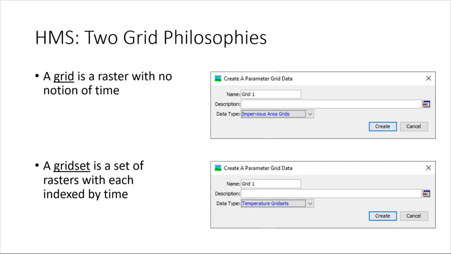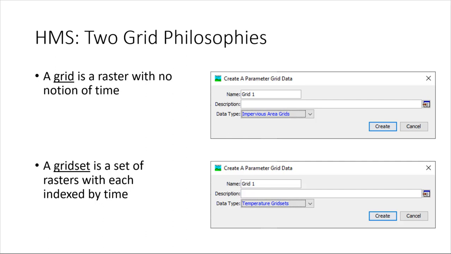Grid sets are not static and are what you would use to represent boundary conditions like precipitation or temperature. The grid set contains many grids, and each grid is associated with a date and time. The example here shows a temperature grid set, which might contain a set of grids that are observations of surface temperature taken each hour.